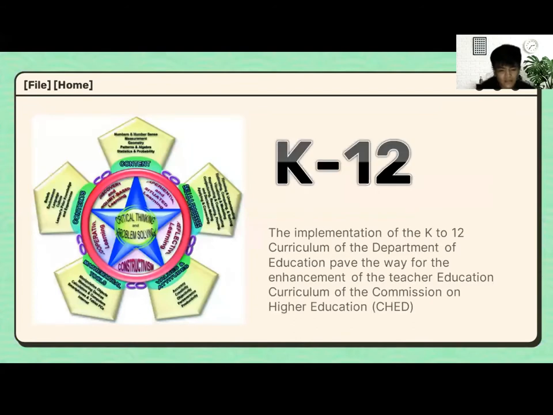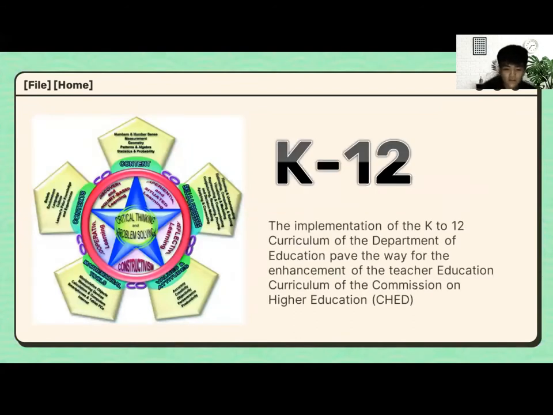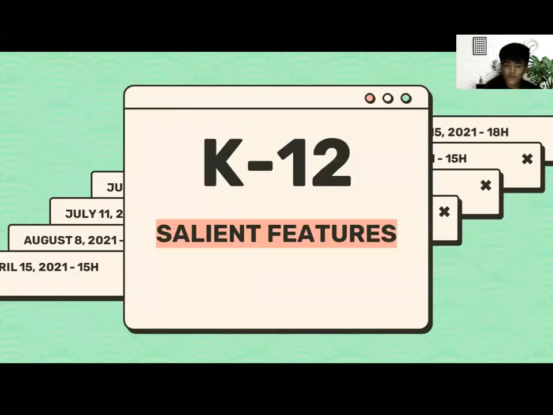K-12 implementation paved the way for the enhancement of the teacher education curriculum of the Commission on Higher Education. As you go along in higher education, at the college level, if you choose an education program, this will also help to enhance the teacher education curriculum for all the students who took the education program. This will help them enhance the learnings they acquired during their K-12 years. In the K-12, we also have the salient features.